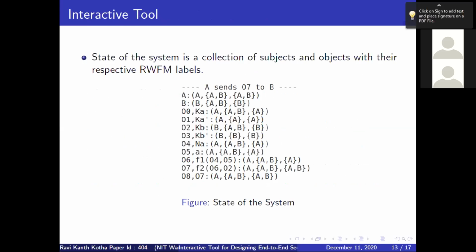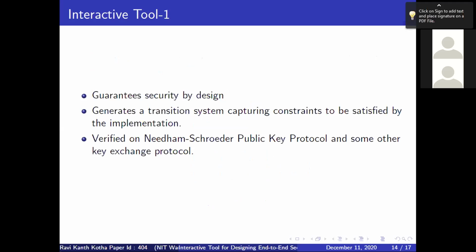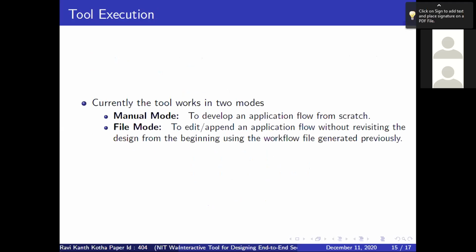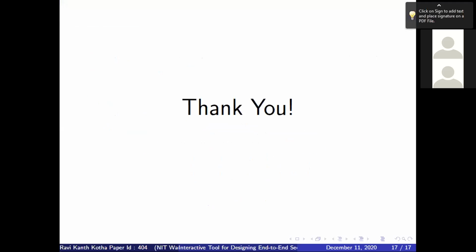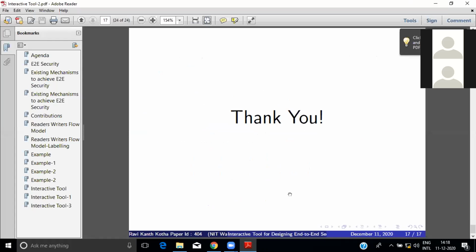So in general, this is the snapshot of the state of the object when some action happens, like A sends an object to B. The tool guarantees security by design. Currently it has two modes, file mode and manual mode. The output of the tool is a workflow file, which is the protocol flow, and the labeling is captured in the IFD file. That's it.